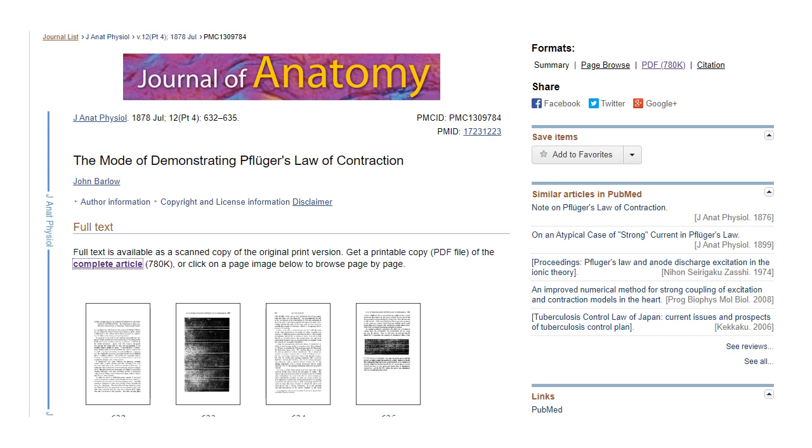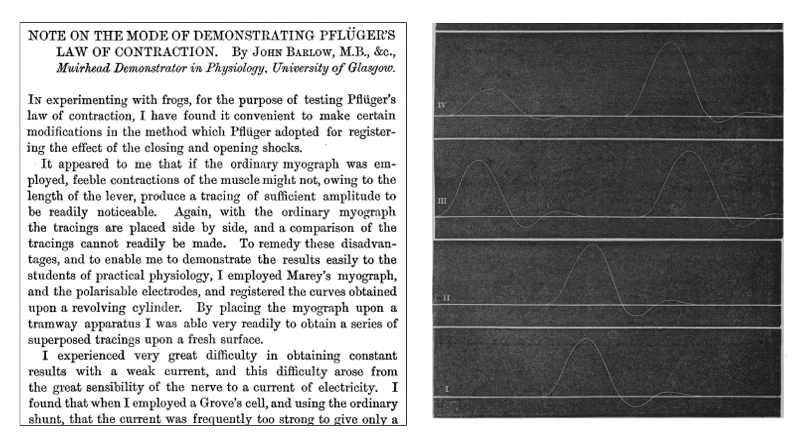The article was published in 1878 and is available as full text online. And as you can see from the article of Dr. John Barlow, they have also presented the graphs produced by the muscle contraction in the experimental model of Dr. Flügel.